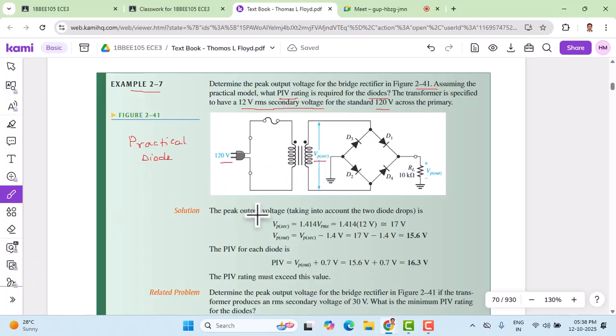So the formula to calculate that is given here. The secondary peak voltage is 1.414 times the RMS voltage. RMS voltage is given as 12 volts. We can substitute it here. So 12 times 1.414 gives me 17 volts as the peak secondary voltage. That means across this I'll be getting 17. This voltage here is 17 volts. Sorry, 17 volts.